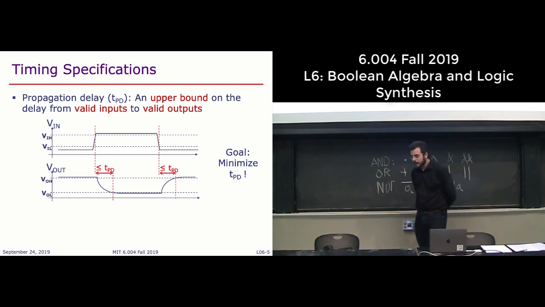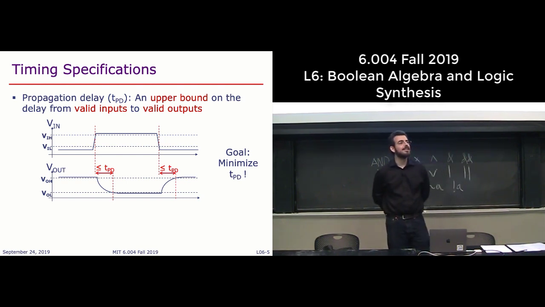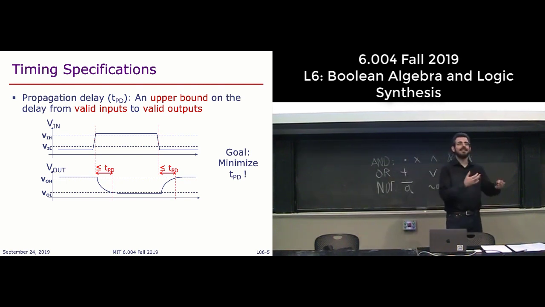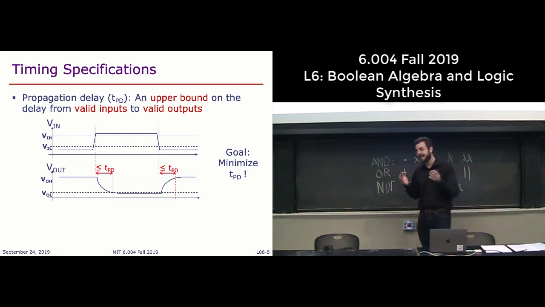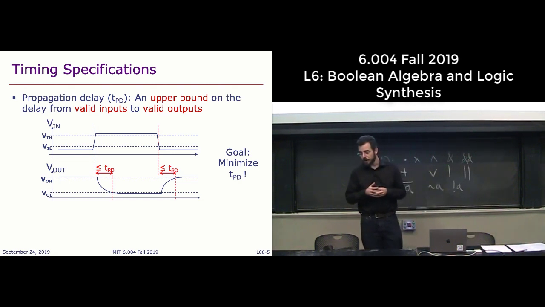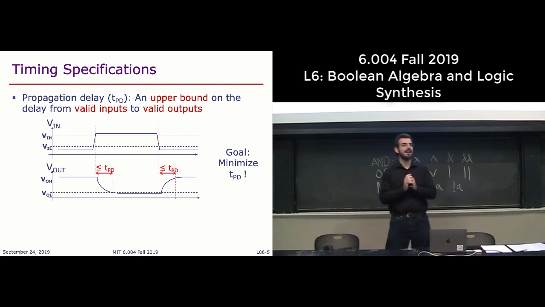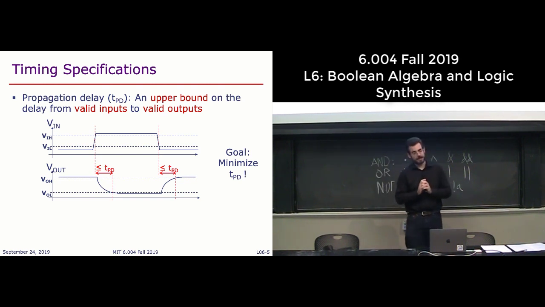And you might be wondering, well, why do we care about the propagation delay being the worst case, right? I mean, if I have a circuit, we could care about the average delay or the minimum delay. So why is the worst case delay the thing that determines the performance of the circuit?